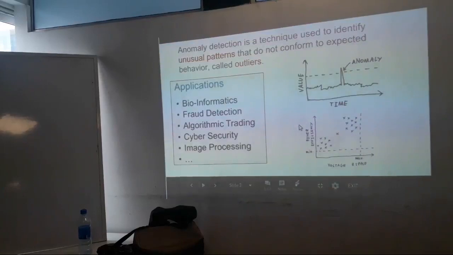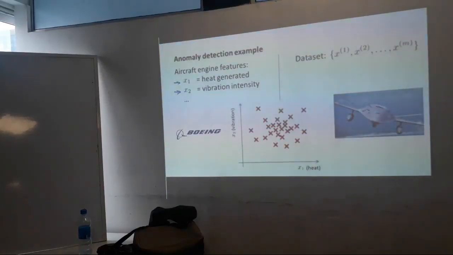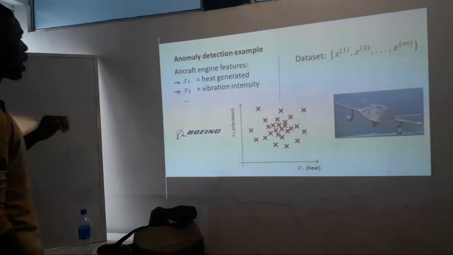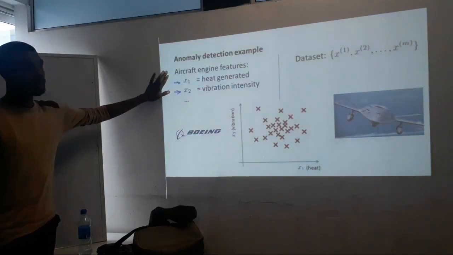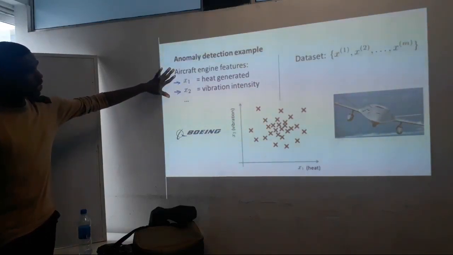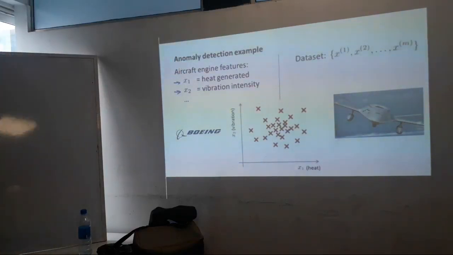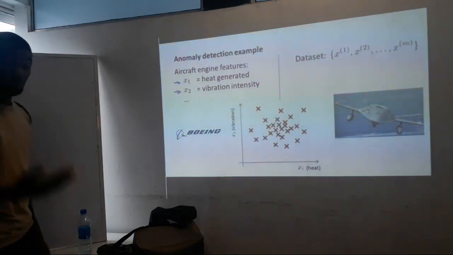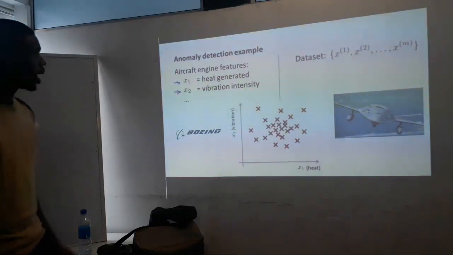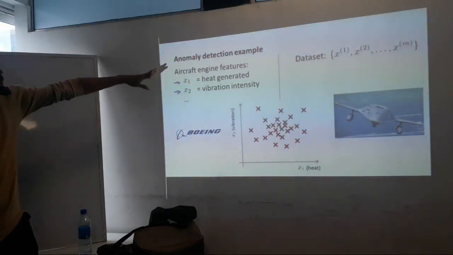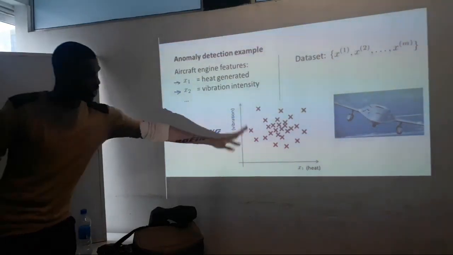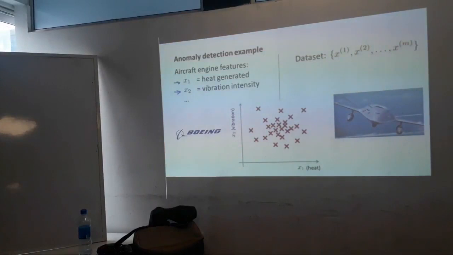Okay. So in the first application, how many features do we have? We have about 2 features. The first feature is heat generated. The second feature is vibration intensity. So let's say Boeing wants to make a new engine. They are testing the new engine, and this is data generated based on these 2 features.